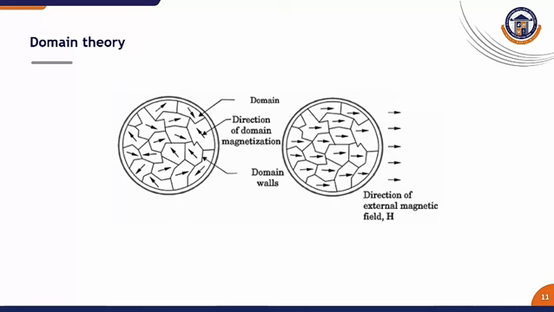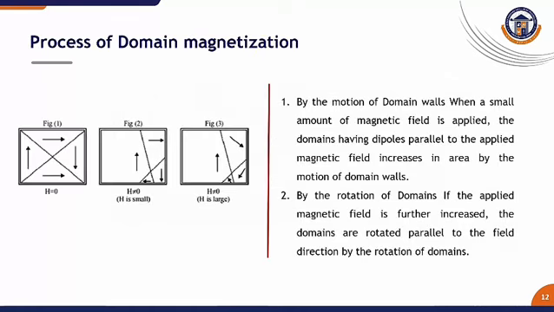And then domain theory. Domain theory explains ferromagnetism. According to this theory, a ferromagnetic material is divided into small regions called domains. When a magnetic field is applied, these magnetizations rearrange, producing a strong magnetization. This theory explains why ferromagnetic materials can become permanent magnets.